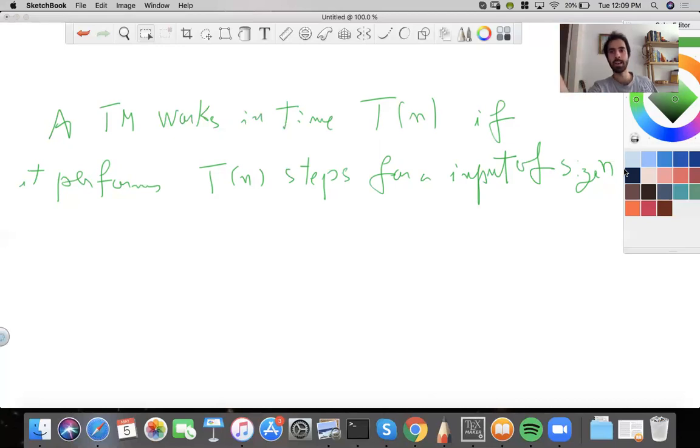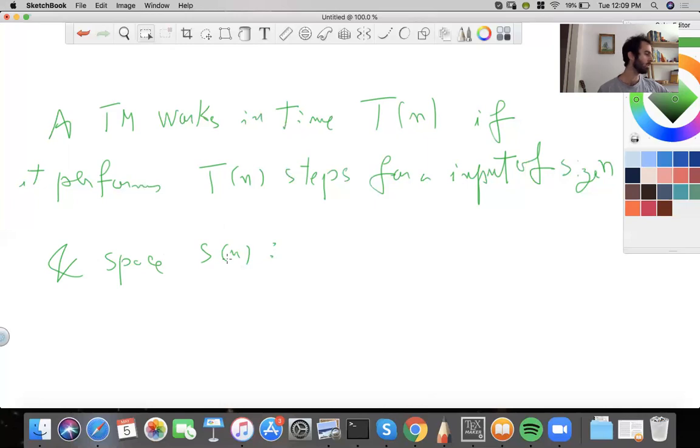It doesn't matter physically how many seconds or milliseconds or nanoseconds it actually takes in physics, that's just a scale transformation. What matters is the number of steps that it has to do. There is a similar definition for space. I hope this will be clear.